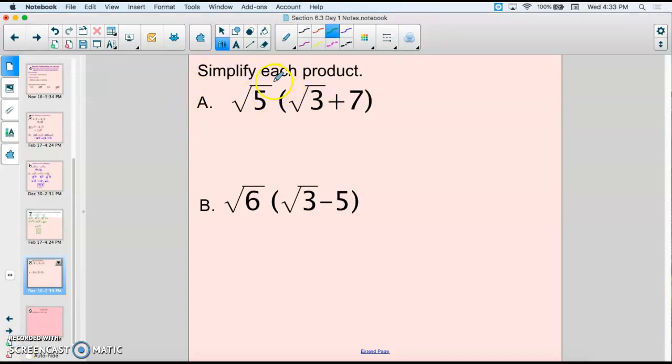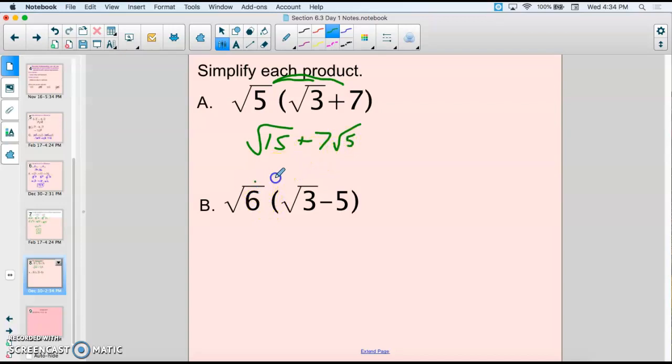So all we need to do is distribute, and we already know how to multiply radicals together. So the square root of 5 times the square root of 3 would be the square root of 15. Remember, your index has to be the same in order to combine the inside parts, right? So 5 times 3 is 15. The square root of 5 times 7 would just be 7 square roots of 5. And that's all you would do for this one.